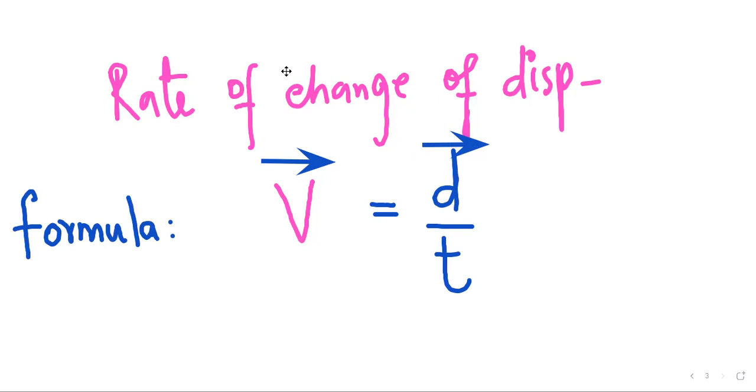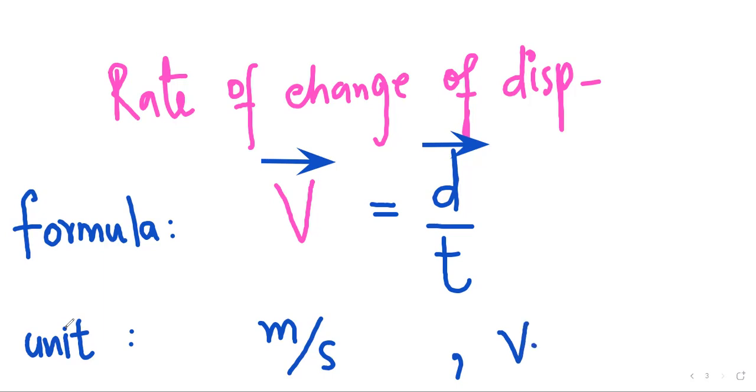And its unit is meter per second. And now the direction factor is also present, so it's a vector quantity. Speed is a scalar quantity, but velocity is a vector quantity.